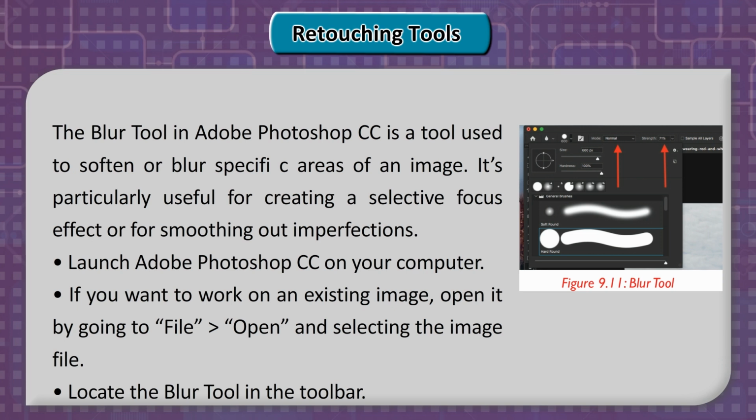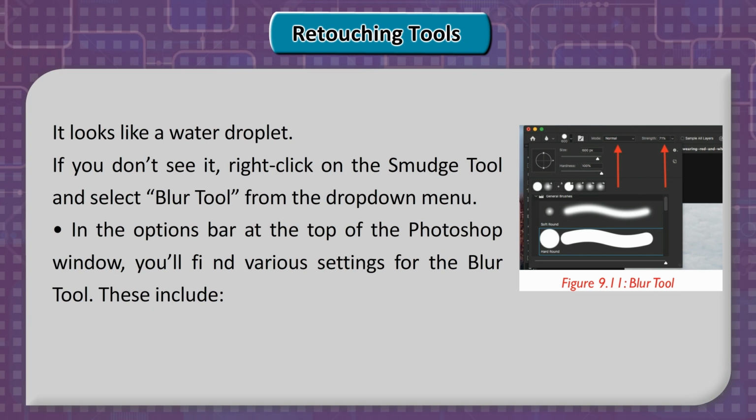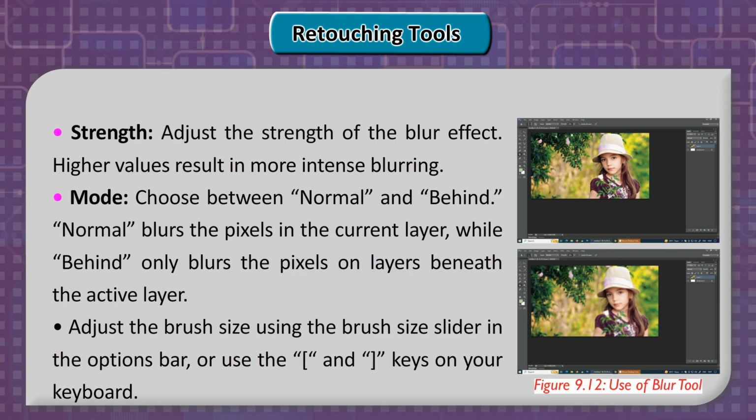Launch Adobe Photoshop CC on your computer. If you want to work on an existing image, open it by going to File > Open and selecting the image file. Locate the Blur tool in the toolbar. It looks like a water droplet. If you don't see it, right-click on the Smudge tool and select Blur tool from the drop-down menu. In the options bar at the top of the Photoshop window, you'll find various settings for the Blur tool. These include strength: adjust the strength of the blur effect.